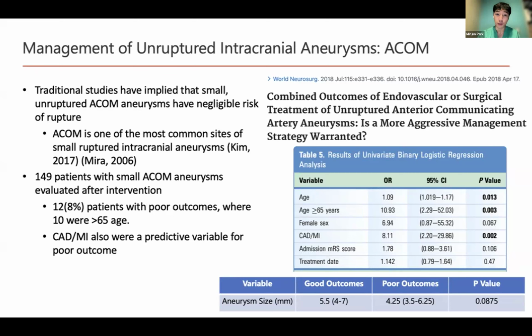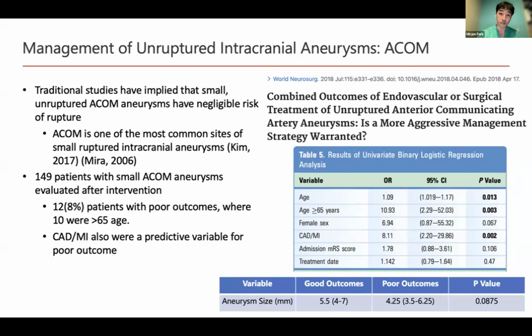And it seems like among those patients, 12 patients had a poor outcome, but the risk factors for these were age and a previous history of MI. So the paper decided to question the idea: should we be a little more aggressive on the strategy of treating ACOM aneurysms if the patient is under 65 and doesn't have a past medical history of MI?